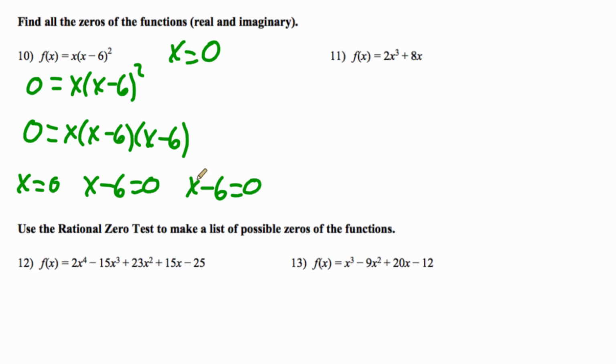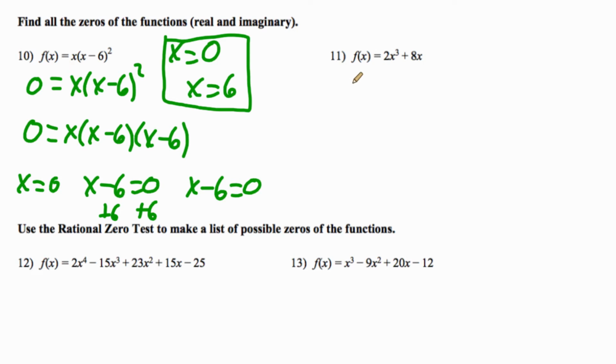If we solve either one of these x minus 6's, we'd have to add the 6 over to the other side. So then we end up with x equals 6. And if we solve the other one, again, we're going to get x equals 6. So 6 is a repeated 0. So for number 10, we just get x equals 0 and x equals 6.